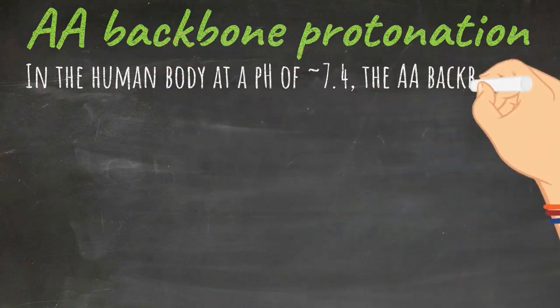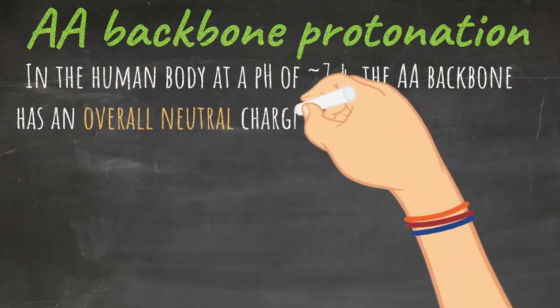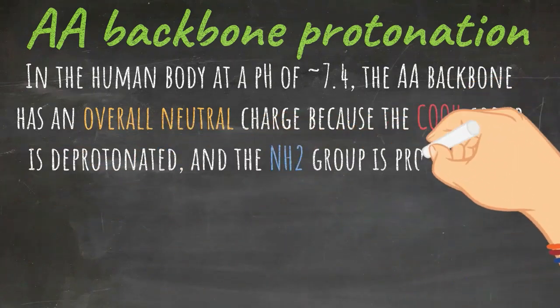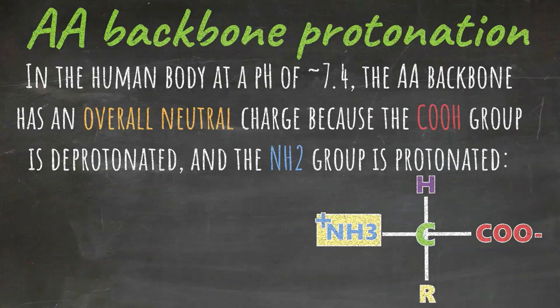In the human body at a pH of around 7.4, the amino acid backbone has an overall neutral charge because the carboxylic acid group is deprotonated, giving it a negative charge, and the amino group is protonated, giving it a positive charge. In the picture on the right, you can see the amino acid backbone. This is called a Zwitterion form, which we will talk about in another video.